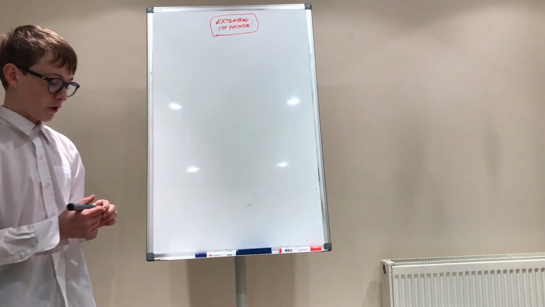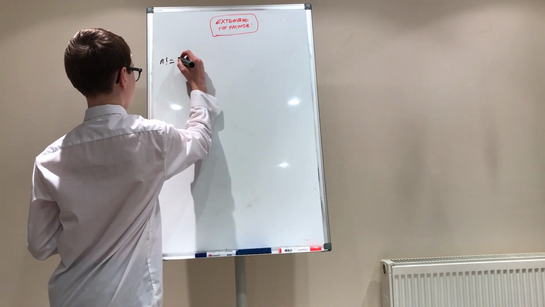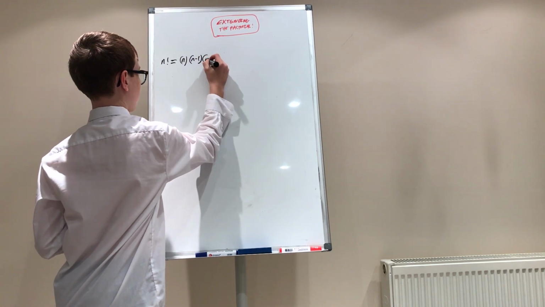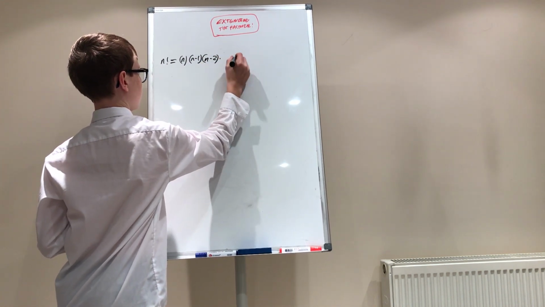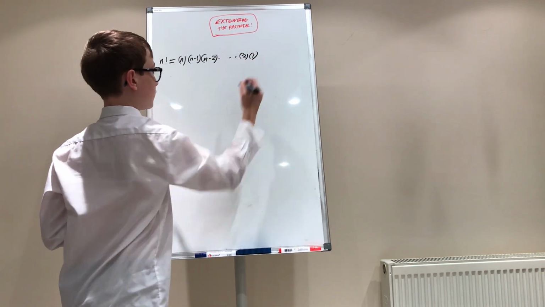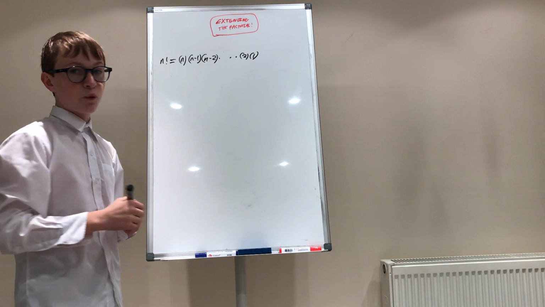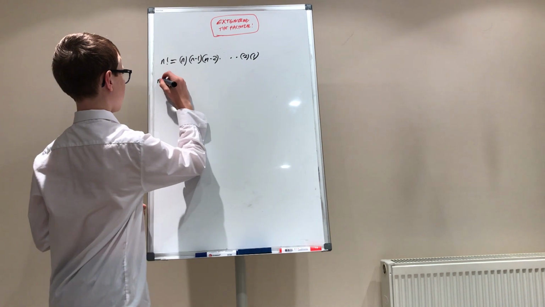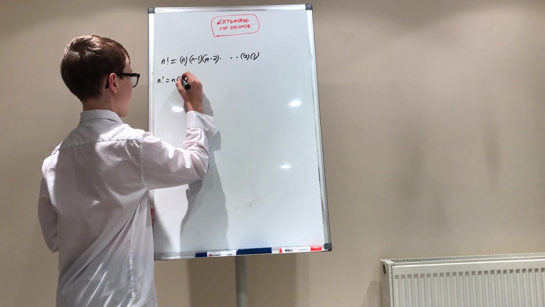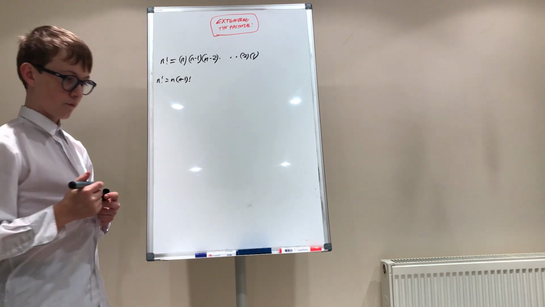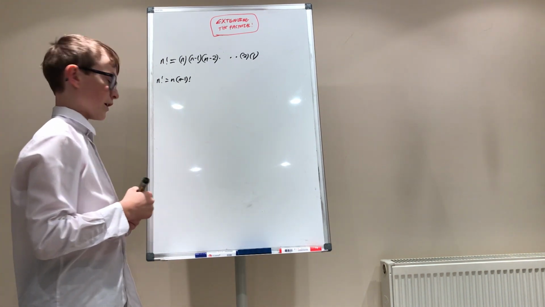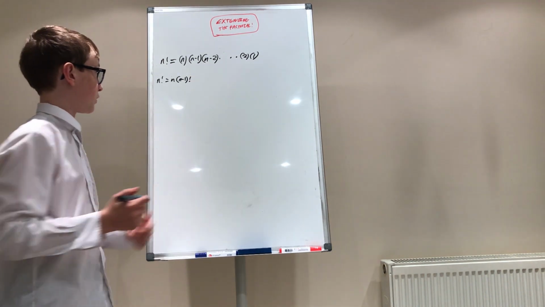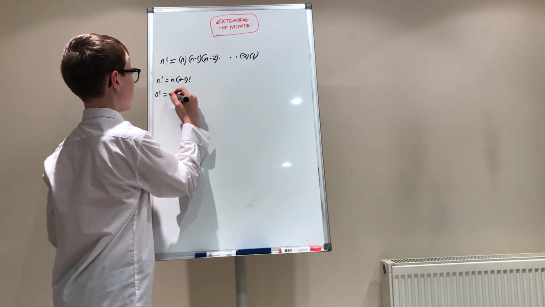Okay, so we all know that n factorial equals n times n minus 1 times n minus 2 times ... times 2 times 1. We also know a useful property of the factorials: n factorial equals n times n minus 1 factorial. So these are two useful properties. We also know that 0 factorial equals 1.